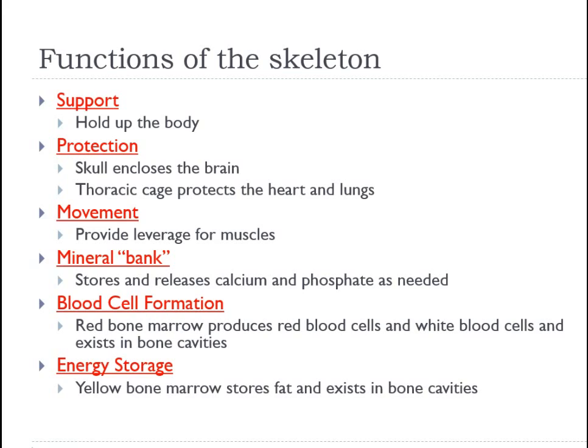They have a bank of calcium and phosphates that they can either get when they need them, when they're on low supplies, or when they're in abundance, they can actually just go ahead and store them away. Blood actually gets made in the cavities of bones. We make our red blood cells and our white blood cells, and we even have some fat that gets stored there as energy storage. We call that yellow bone marrow.